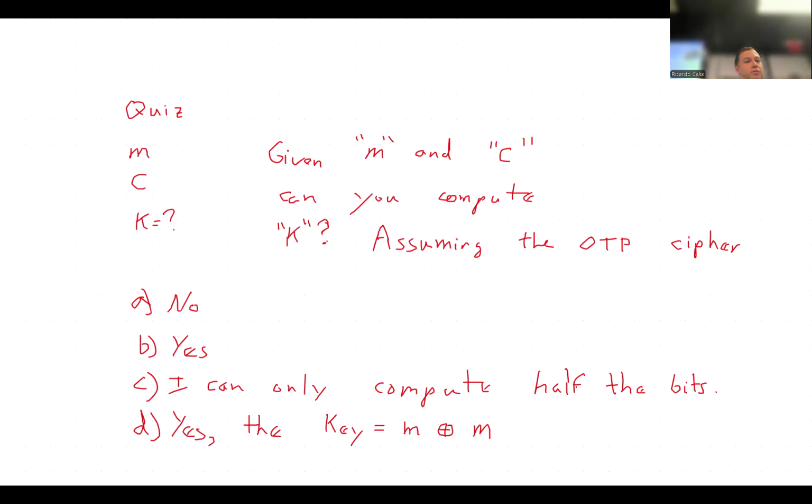So now we're going to go over the solution. Okay, so which one is it? A, B, C, or D? So can you compute K, assuming the OTP cipher, if you have M and C? Yes, okay. So you're saying letter B. Okay. All right.